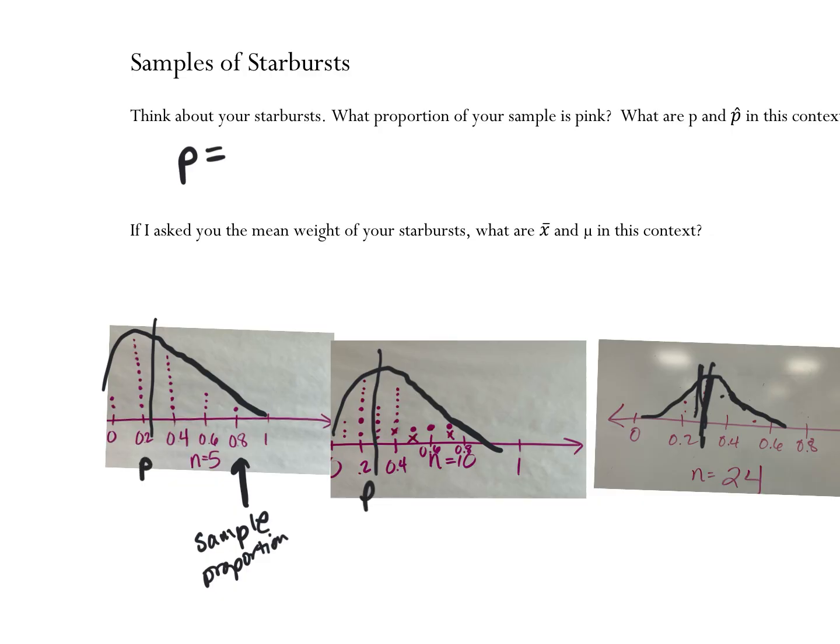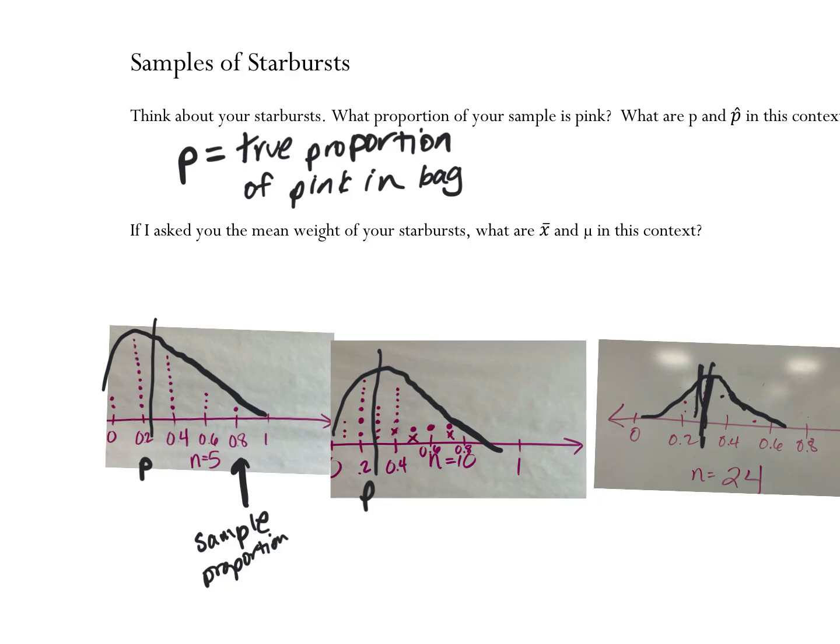So, P is the population proportion. And sometimes when we're describing the population value, we call it the true value. The true proportion of pink in the bag. And based off of our 3 graphs, we might call that 0.3, based off of what our graphs are telling us. Is everybody good? Okay.